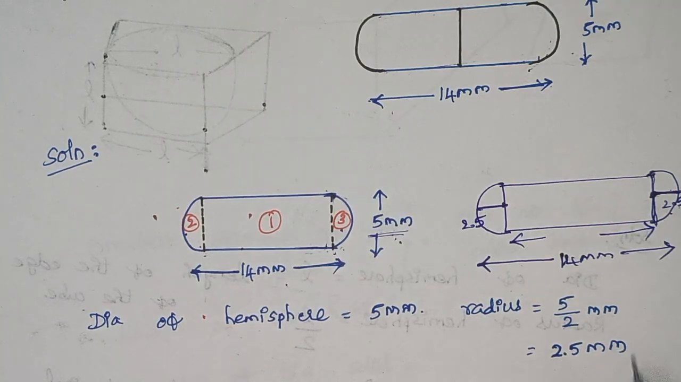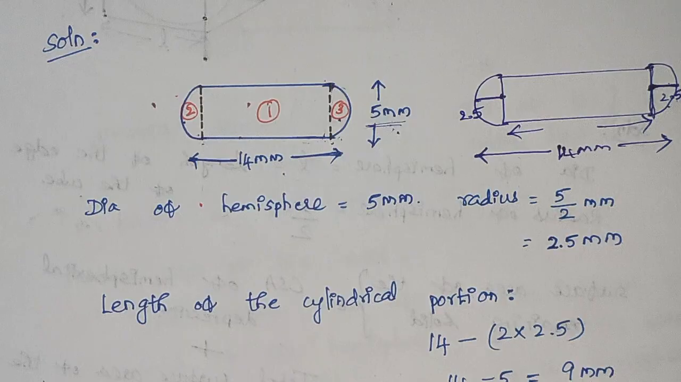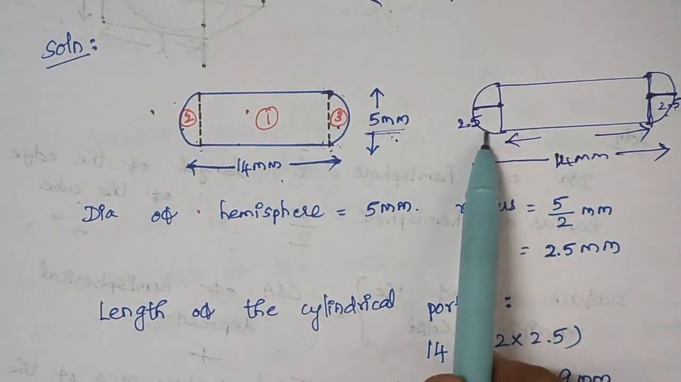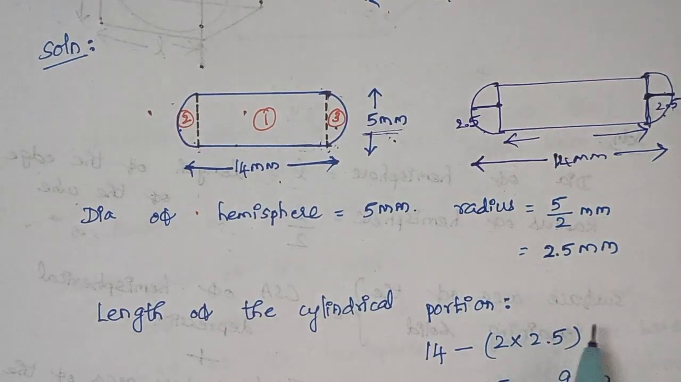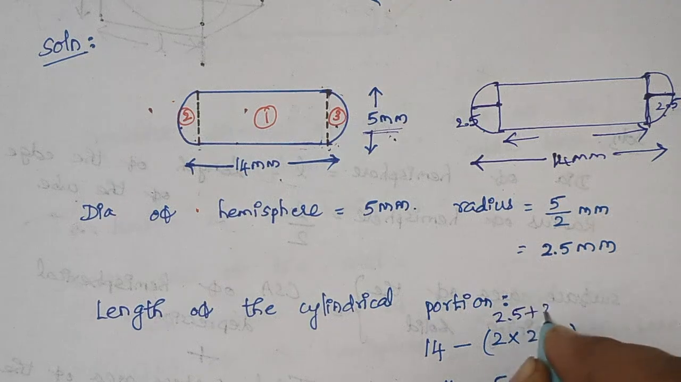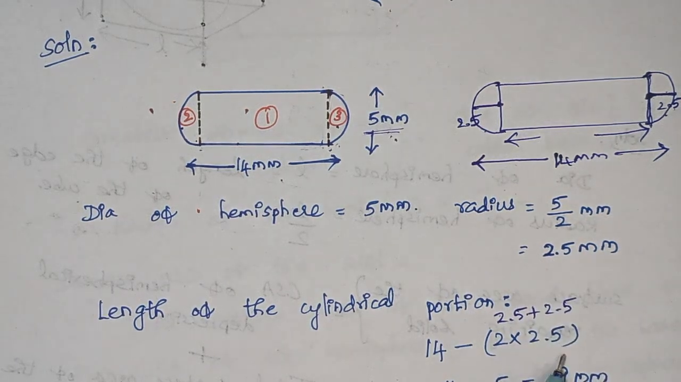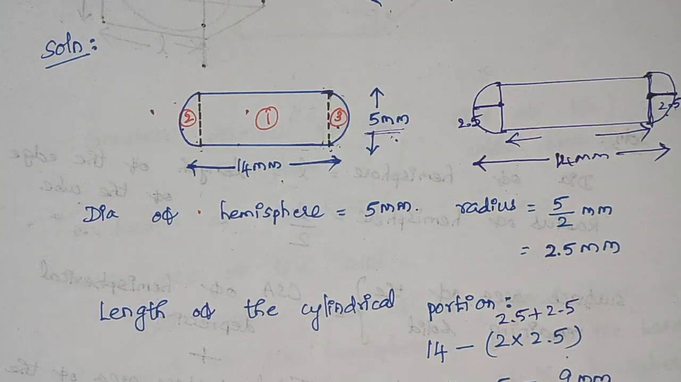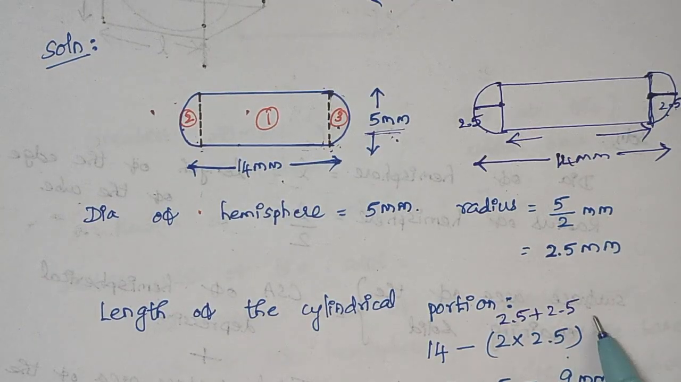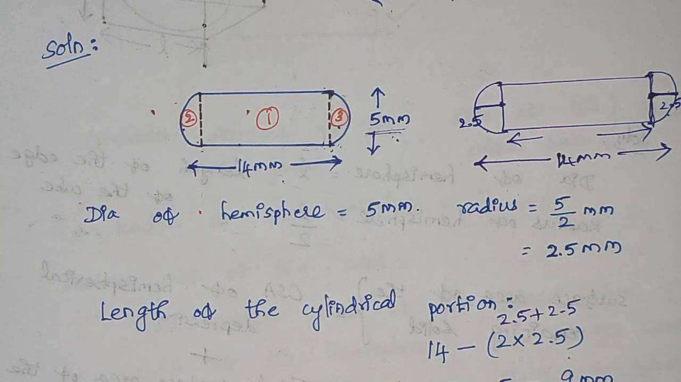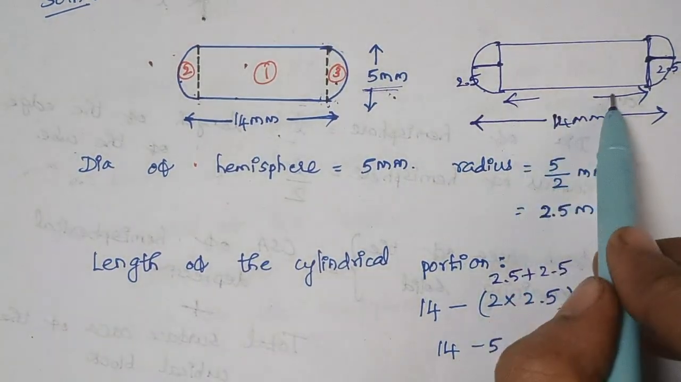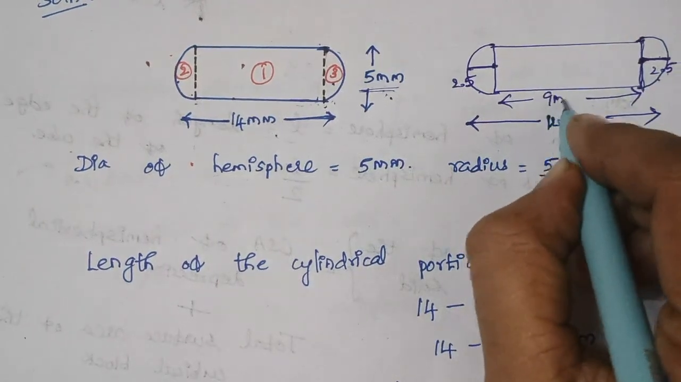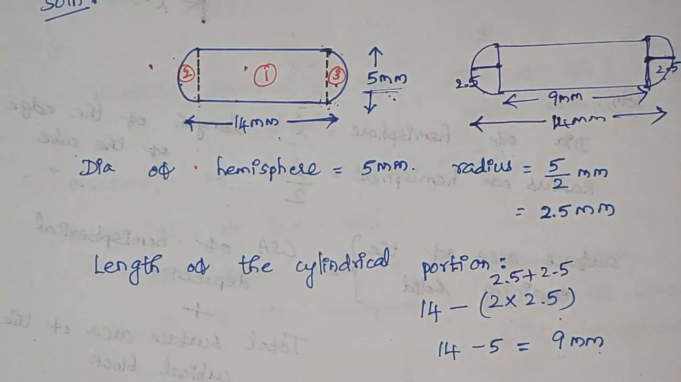So here what is the total length? It is 14. So you see 14 minus, here there is 2.5 and here it is 2.5, right? So you can write either 2.5 plus 2.5, okay? Both hold the same meaning. Or you can write it as 2 into 2.5, right? Anyway, we will be getting the same answer. 2.5 plus 2.5 will make 5. Similarly, 2 times 2.5 will be 5. So here 14 minus 5 is equal to 9 mm. Therefore, the length of this cylinder or height of this cylinder is 9 mm, right?